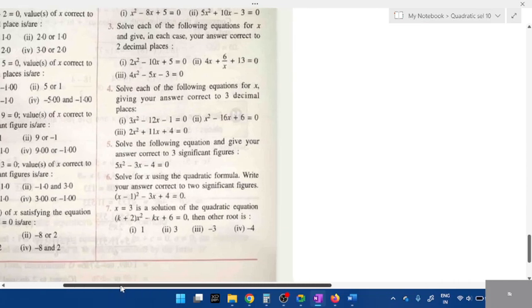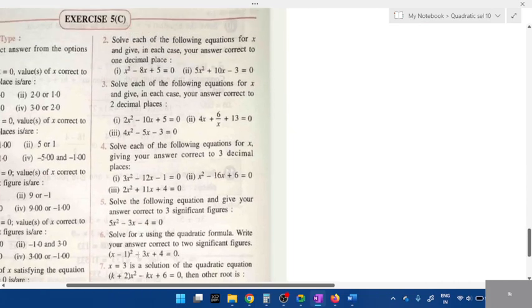If you look at all the questions, in each case your answer is corrected to how many decimal places? 1. Which means your x won't be a whole number. When we used prime factor method, everything had whole numbers, right? For example, x had 2 or minus 4. Did you all observe the numbers? Everything was a whole number or a fraction like this.